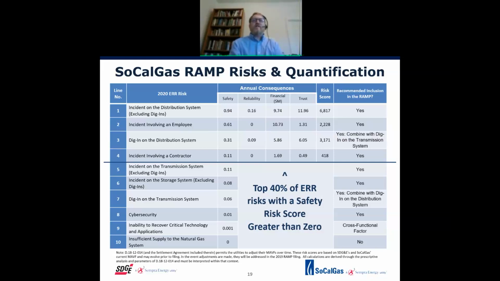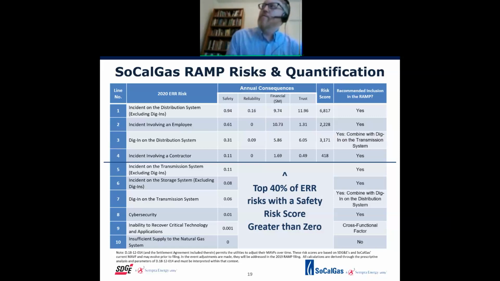This is all part of the settlement agreement that the commission essentially wanted to ensure that we were looking at all risks and essentially capturing how big the magnitude of those risks is, focusing on safety to ensure that a treatment of those was handled properly in the RAMP. We didn't want to leave any large safety risks out of the RAMP. So that's the view here.